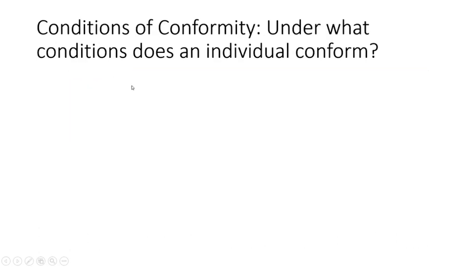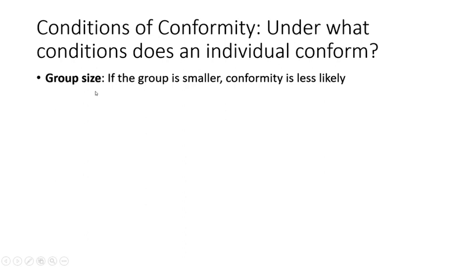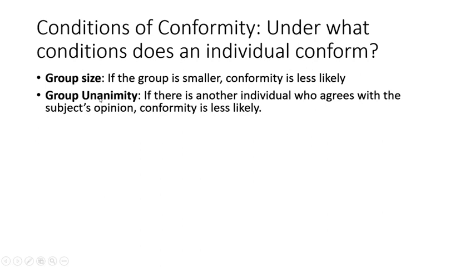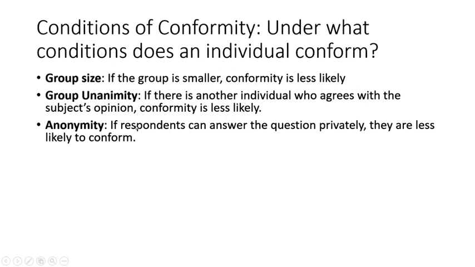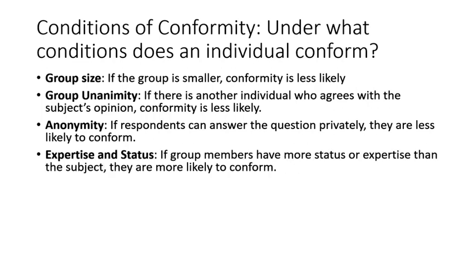Okay, conditions of conformity. We talked a little bit about these. Asch had conducted many experiments. So if we reduce the size of the group and put fewer members in the group, let's say there's only two people saying the wrong answer, and then it's my turn, then I'm less likely to go along with the group. If the group is unanimous, I'm more likely to go along with the group, but if there's even one other person whose answer differs from the group, I'm less likely to conform. So it's nice to have an ally. Anonymity: we saw that if I don't have to publicly report that my view differs, if I can keep that private and confidential, then I'm more likely not to conform and more likely to respond to what I perceive.